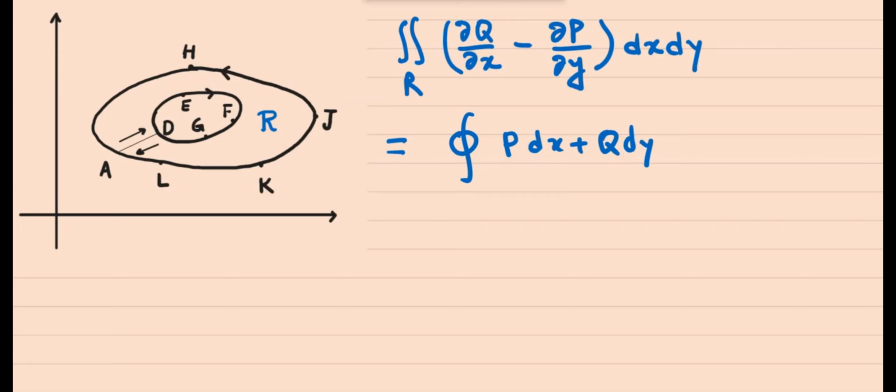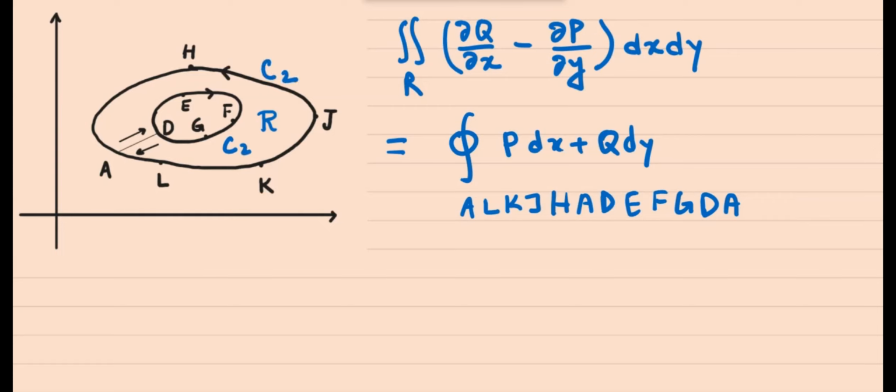And so after introducing the crosscut, we have this. We have A, L, K, J, H, then once again A, then D, then E, then F, G, come back to D, and then come back to A. All right? Now, of course, the internal one can be called C2 and the external one can be called C1. Excuse me, that should be C1. Like this. It was a slip of the pen.